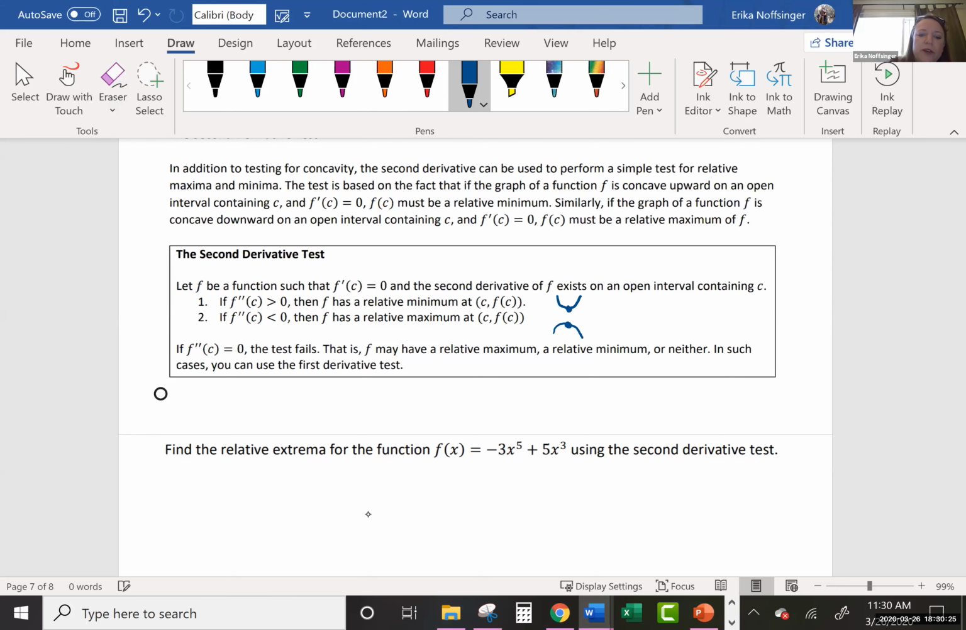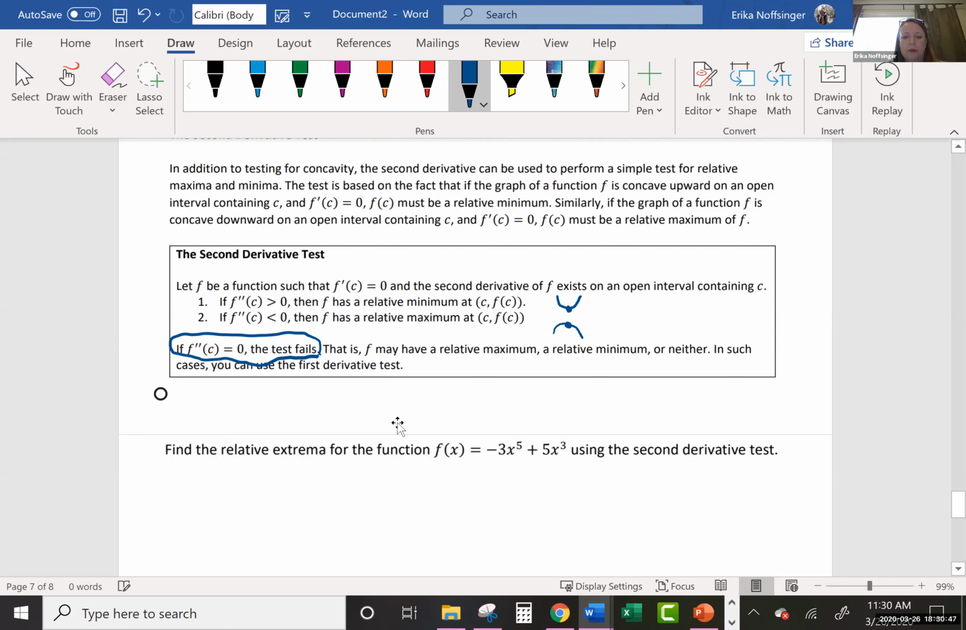So if for some reason you use the second derivative test and you get that the second derivative is equal to 0, that test doesn't tell me that c is a max or a min. The test doesn't work and we can't tell. It's possible it's a max or a min. We have to use the first derivative test to try.